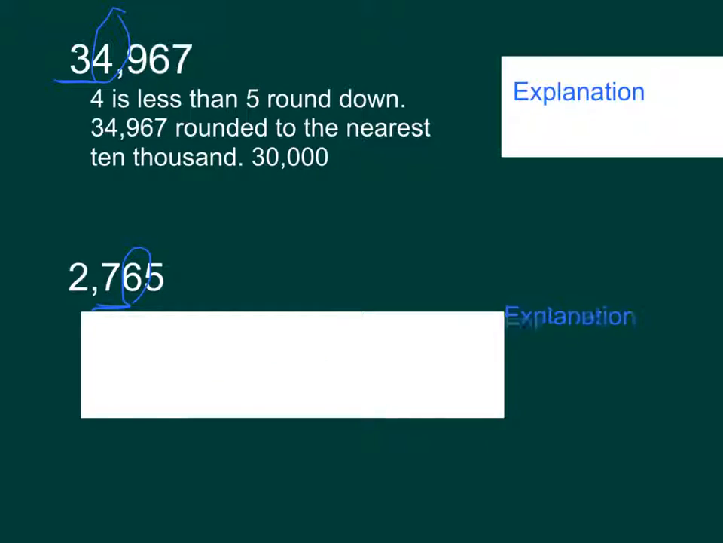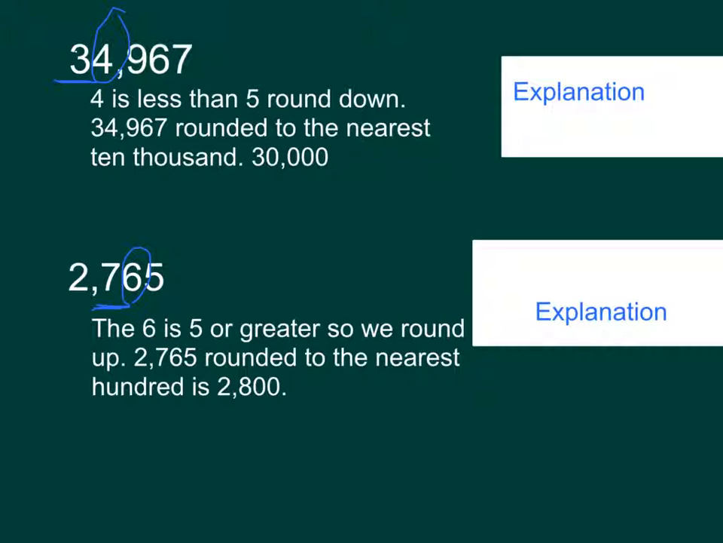So let's take a look at the explanation. The 6 is 5 or greater, so we're going to round up. Now we don't want to mess with the 2 because we're not looking at the 2. We're going to look at the 7. What's 1 more than 7? Well, that's 8. So the 2 stays the same, the 7 is going to become an 8, and the rest of the digits become 0. So 2,765 rounded to the nearest 100 is 2,800.